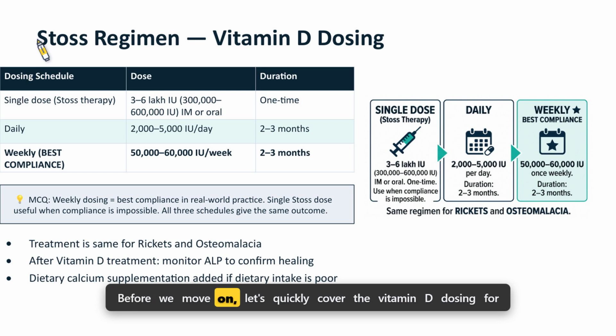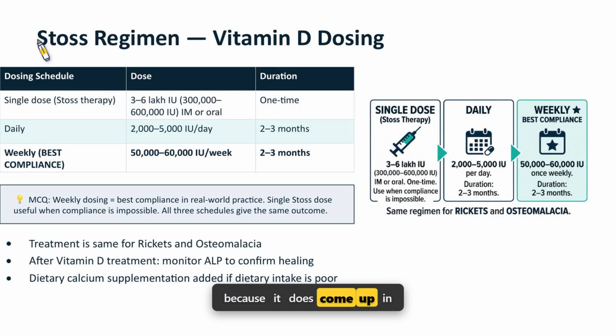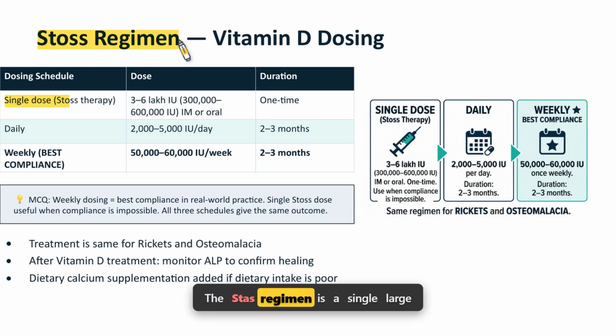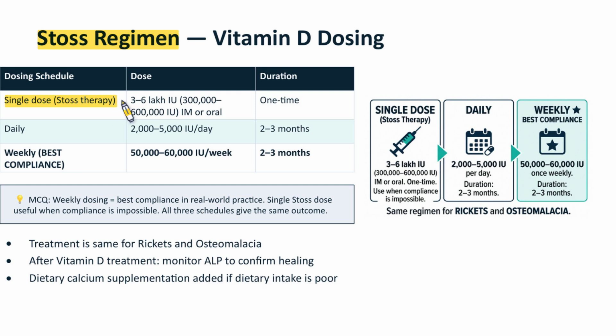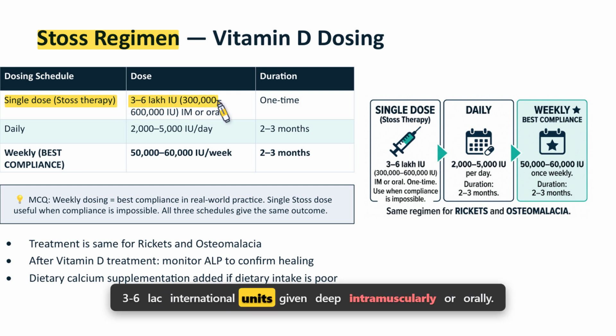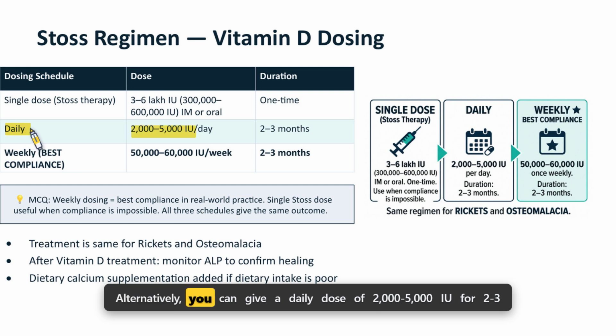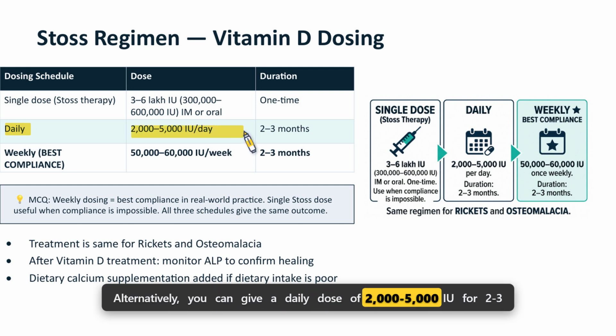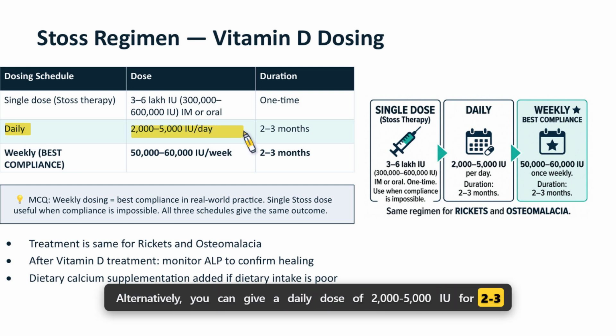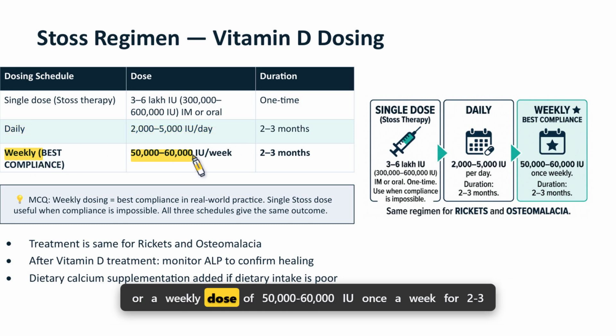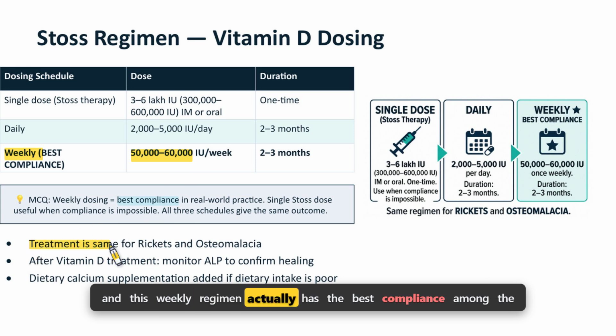Before we move on, let's quickly cover the vitamin D dosing for rickets, because it does come up in exams. The STOS regimen is a single large dose, 3 to 6 lakh international units, given deep intramuscularly or orally. Alternatively, you can give a daily dose of 2,000 to 5,000 IU for 2 to 3 months, or a weekly dose of 50,000 to 60,000 IU once a week for 2 to 3 months. And this weekly regimen actually has the best compliance among the 3.